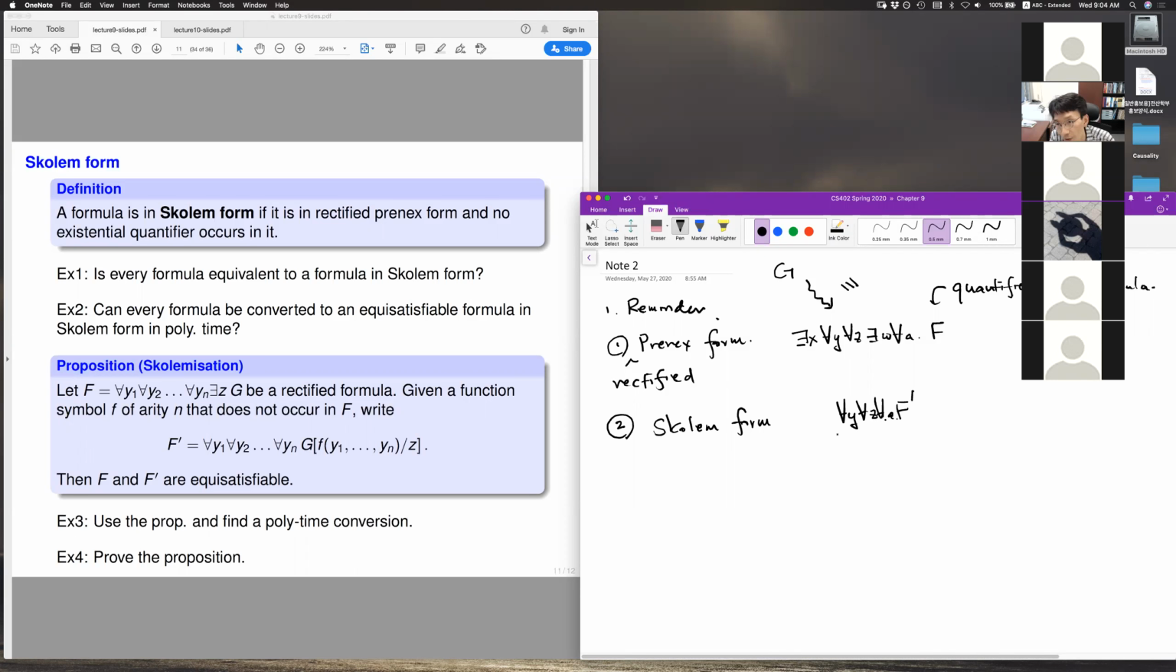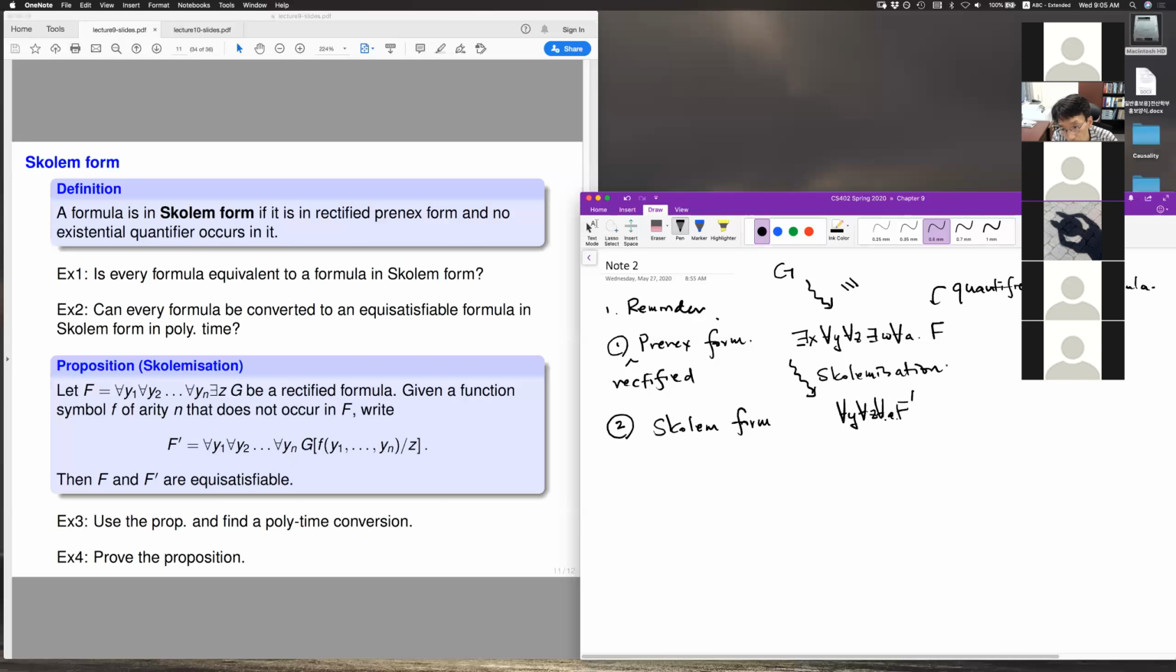That's because it doesn't have any alternating universal and existential quantification. If you are familiar with complexity theory, this alternation of universal and existential quantification, in a sense, makes the problem harder. It makes the formula more complicated from a computational complexity perspective. But Skolem form is quite simple. We only have a universal quantification. And Skolemization is the process that transforms a formula in rectified Prenex form into the Skolem form.